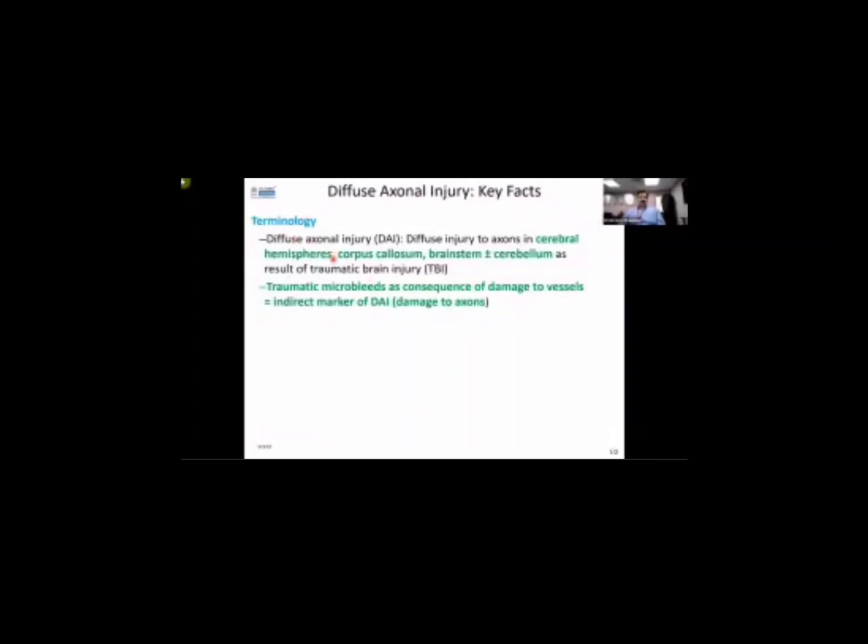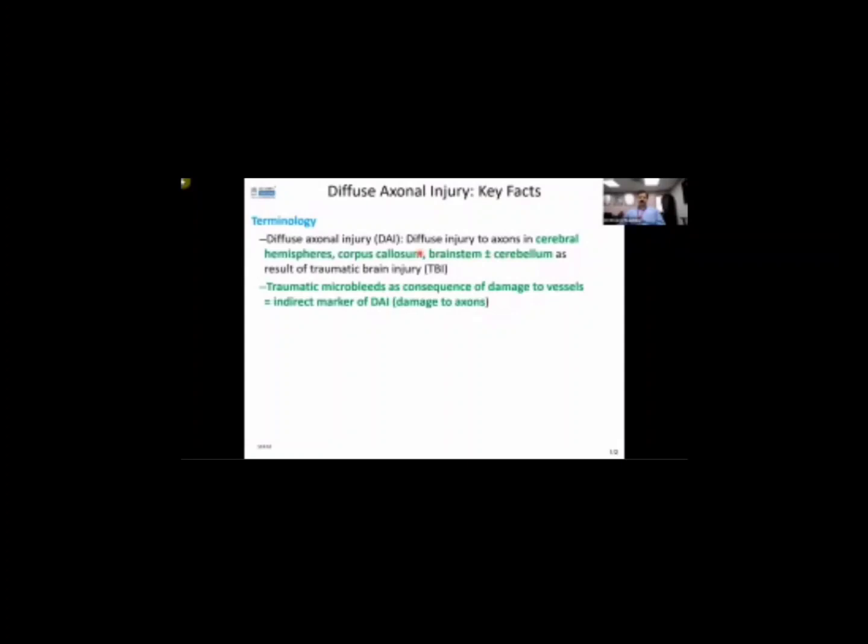Let's revisit diffuse axonal injury. What is diffuse axonal injury? As the name tells you, it is injury to the axons in the cerebral hemispheres. In the cerebral hemisphere, usually it is the deep white matter and gray-white matter junction. Then it can happen in the corpus callosum, in the brain stem, and in the cerebellum. But having said that, it can happen in the deep gray matter also. I'll come back to this point.